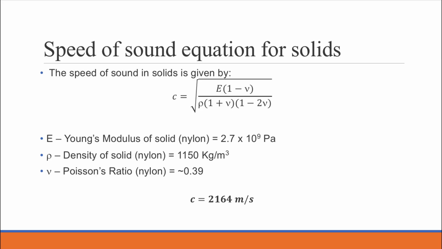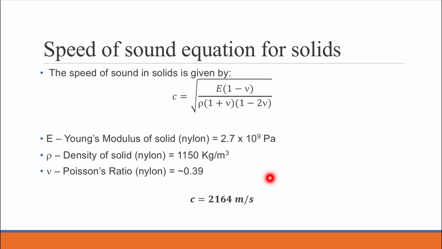So to calculate the speed of sound in nylon, we need an equation. As you can see on the screen, the speed of sound in solids is dependent on the Young's modulus, density, and Poisson's ratio. The Young's modulus of nylon is 2.7 gigapascal. The density of nylon is around 1150 kilogram per meter cube, and the Poisson's ratio for nylon is approximately 0.39.